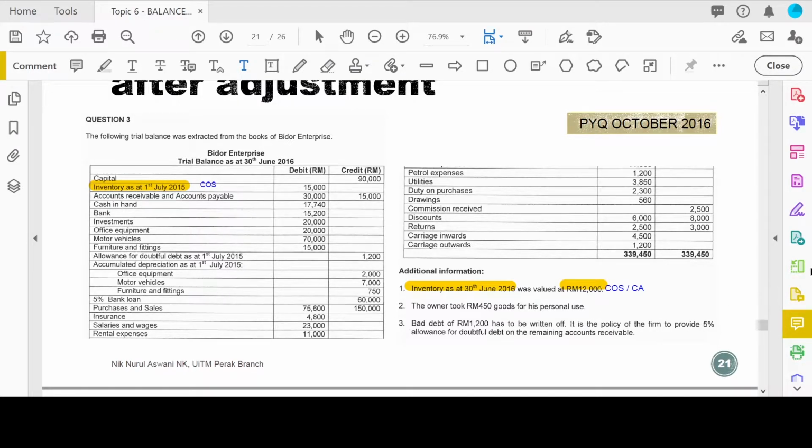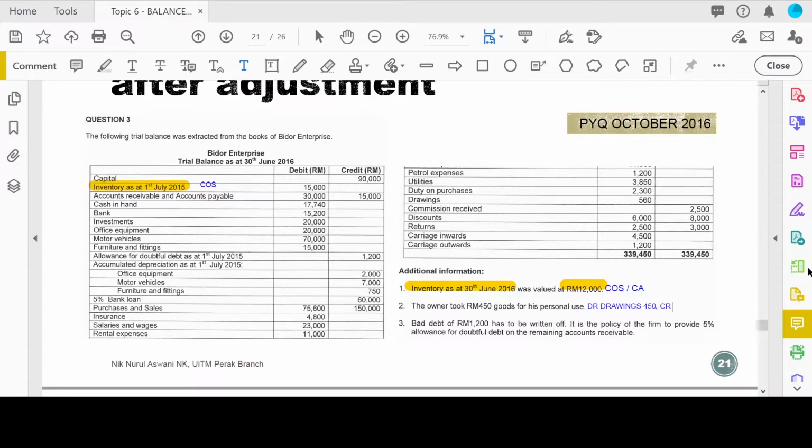Next additional information is related to where the owner took 450 goods for his personal use. Whenever the owner took something from the business, this is a drawing. And this will reduce the owner equity. Therefore, we are going to debit the owner's equity account, which is drawing account. So debit drawing 450 and credit.